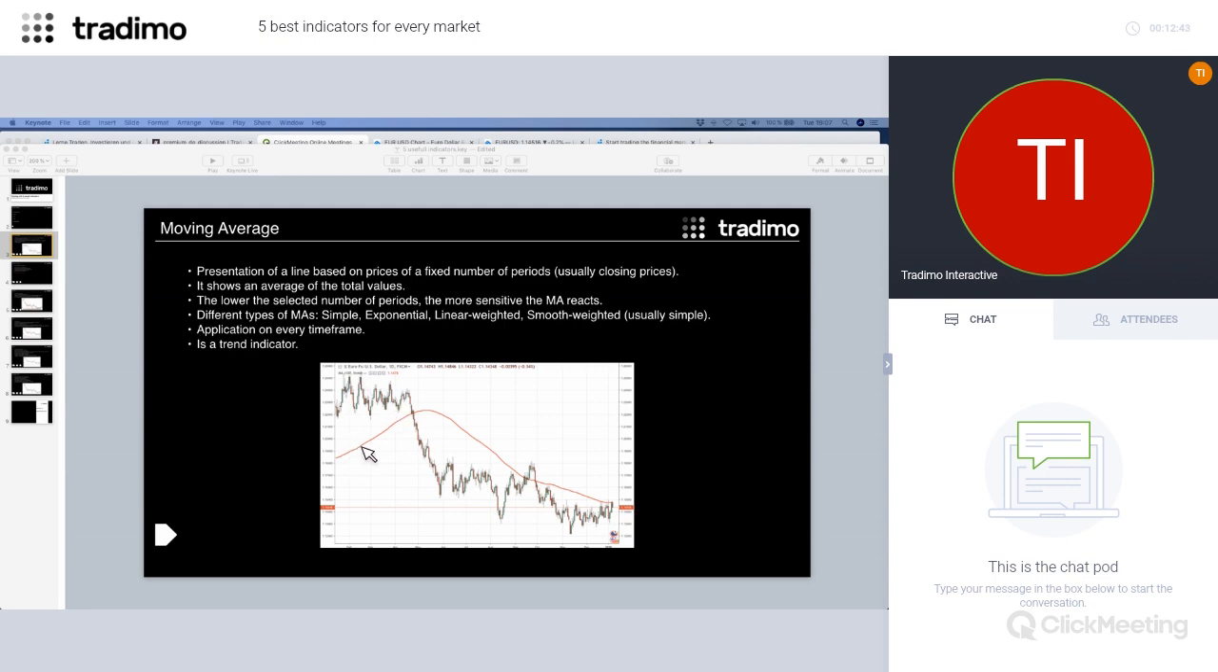But you can see here, this red line is a moving average in a candlestick chart, because everything you can see here, these are candlesticks, because this is a Japanese candlestick chart. And you can work with this very successfully. For example, you can use them to enter a trade or to exit a trade.